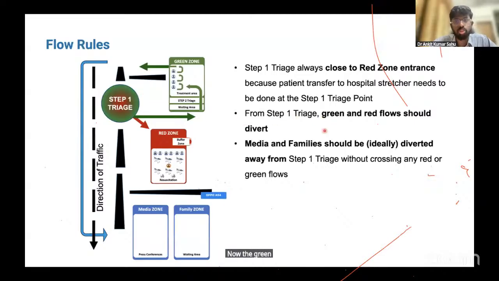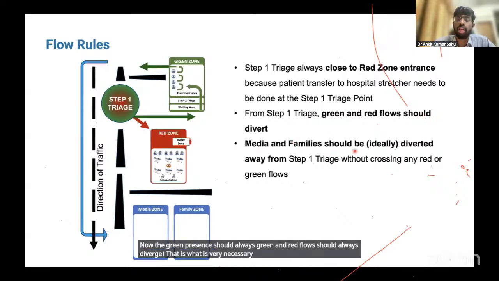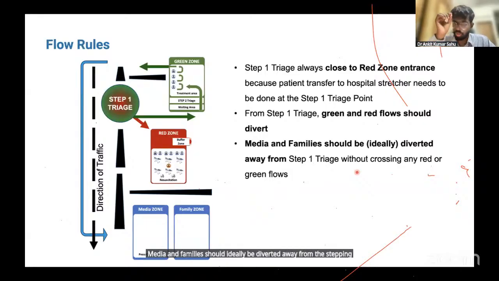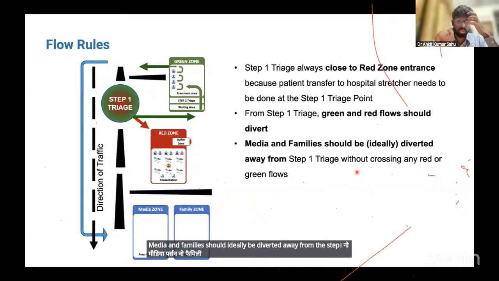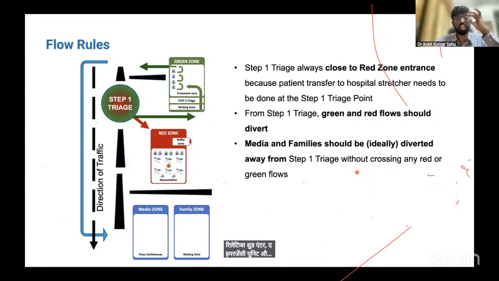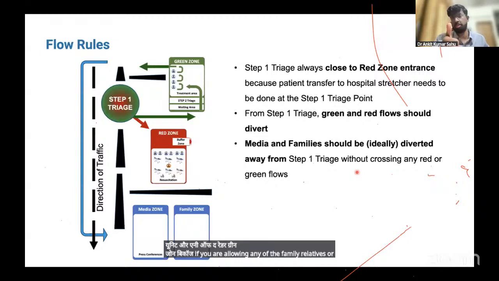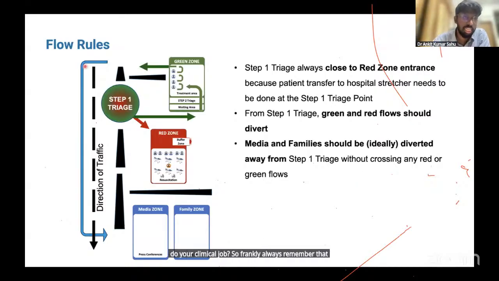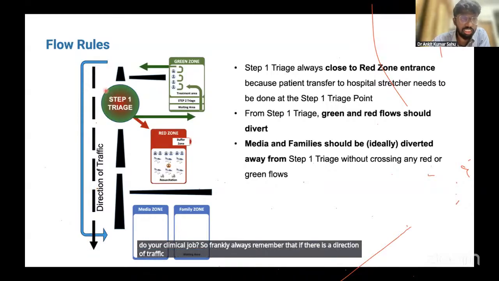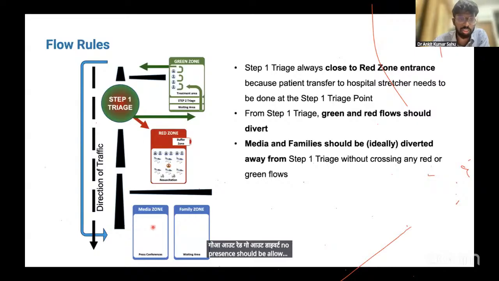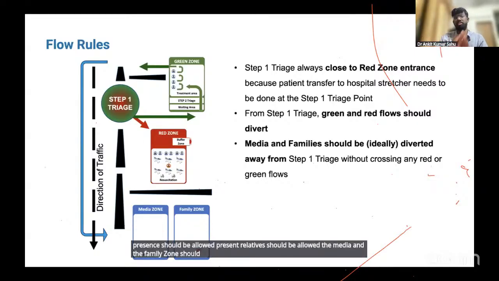The green and red flow should always diverge. That is very necessary. Media and families should ideally be diverted away from the step 1 triage. No media person and no family relatives should enter the emergency unit or any of the red or green zones, because if you allow family relatives or media personnel, you will not be able to do your clinical job. Always remember that after step 1 triage, green should go out, red should go out, meaning they should diverge. No patient relatives should be allowed. The media and family zone should always be away from the clinical area.